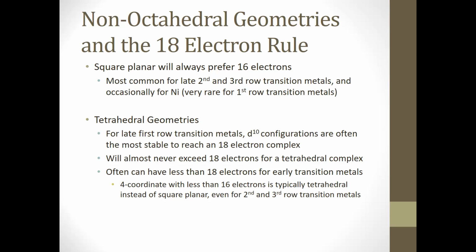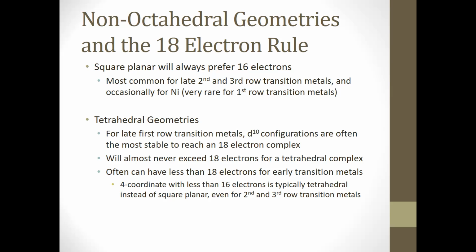And this is almost mandatory for the early transition metals, right? If we're looking at titanium or vanadium, molybdenum, some of those early transition metals, if you attach 4 things to them, you can get 8 electrons from the 4 things being attached. But those metals, even at a 0 oxidation state, only have 4 or 5 electrons to start. There's no way to get up to 18. So early transition metals often prefer tetrahedral versus octahedral, and they will be at these lower electron counts because there's almost no way around it.